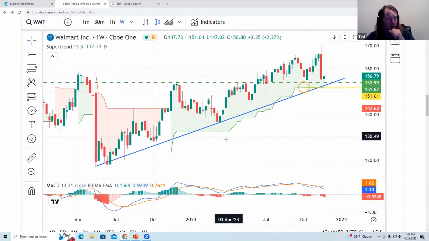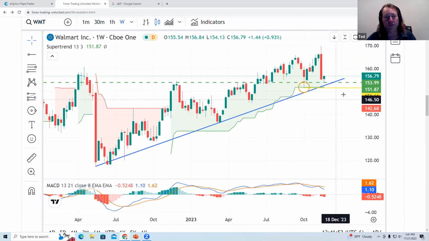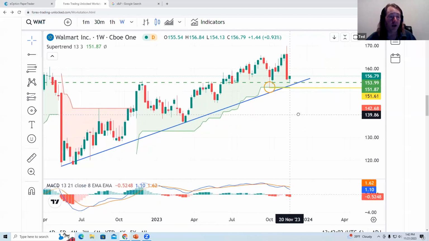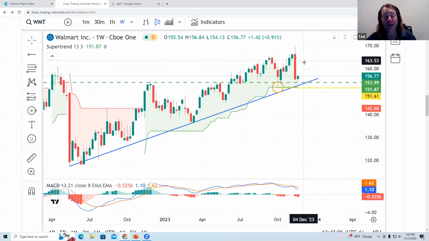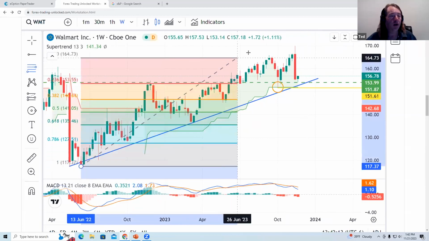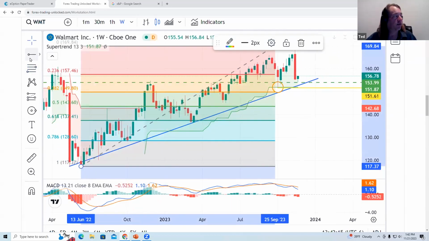Ironically, SuperTrend is right there also. So 151 now is giving us a level of market pivot support, where we'll probably see a directional bias below it of bears coming in heavily. And above it, if the market can hold it, it maybe has the potential to get at least halfway back up to where it was before it fell down. So let's take a look at where it was. We're just trying to get some levels here.